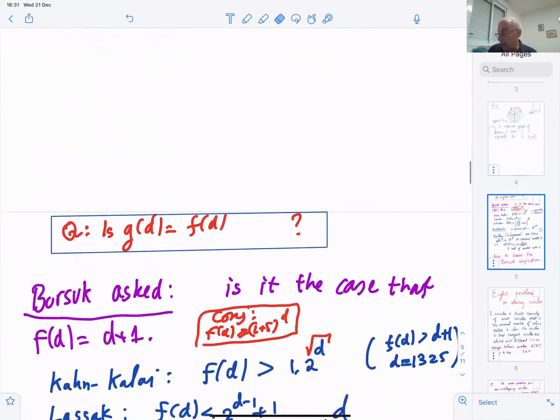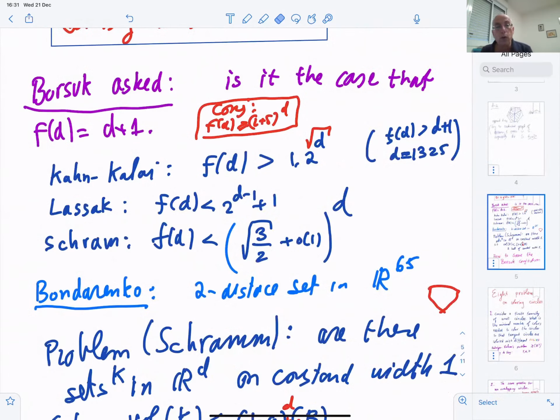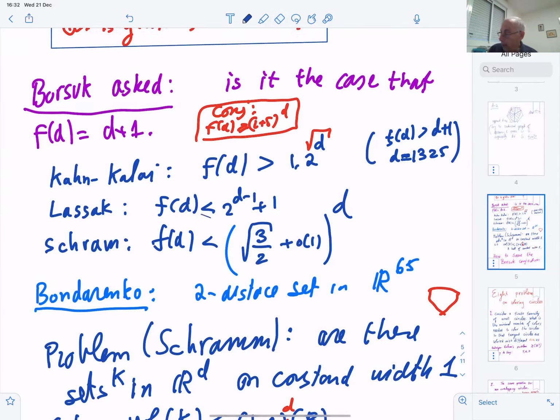I didn't say much about it, but now I want to say what is known in high dimension. I think Marek Lassak proved that the number in dimension d is smaller or equal to 2 to the d minus 1 plus 1. So this was a very nice concrete bound, which gave a fairly nice bound for small values of d.